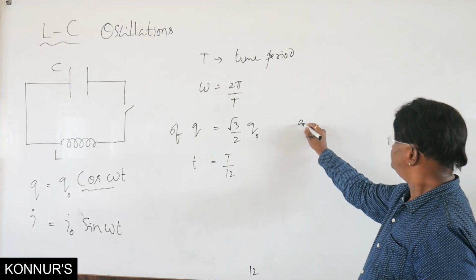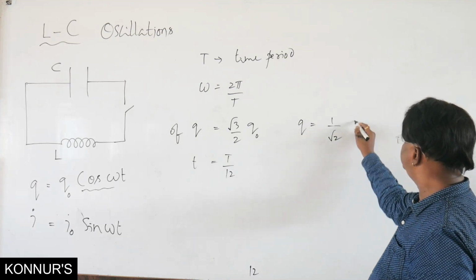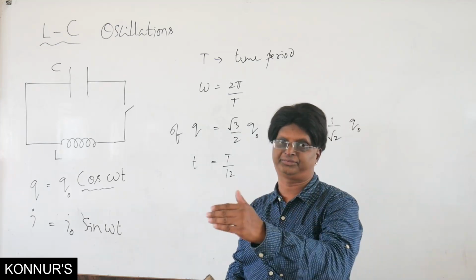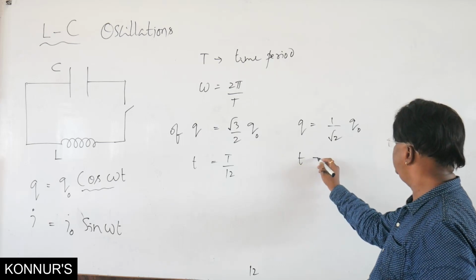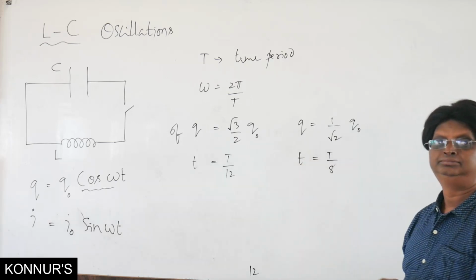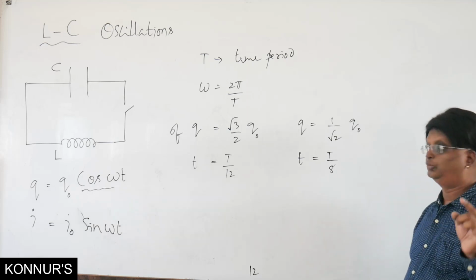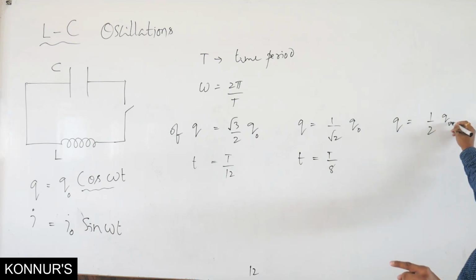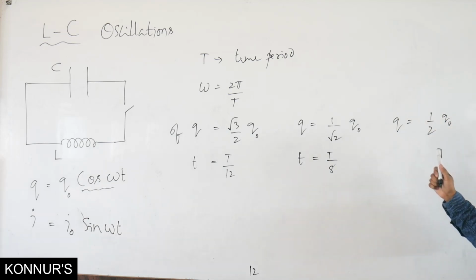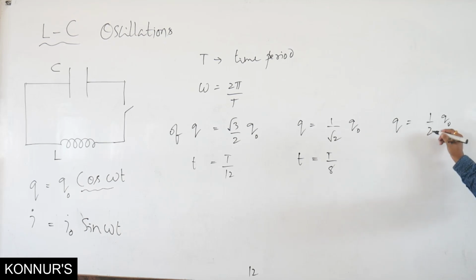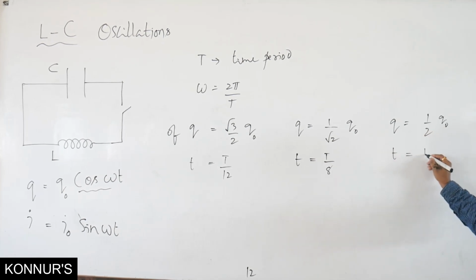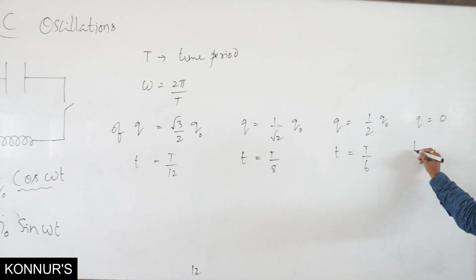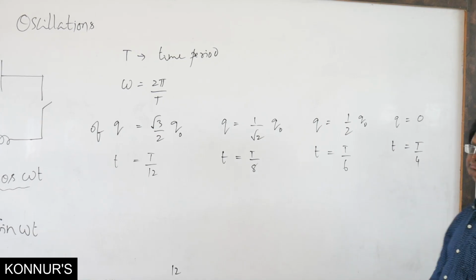Next, I take Q is equal to 1 by root 2 Q naught. This 1 by root 2 will give 45 degrees, cos 45, pi by 4. That substitution will give you small t is equal to T by 8. And one more number is Q is equal to half of Q naught. For that you will get t as T by 6, and for Q is equal to 0, you will get t is equal to T by 4.